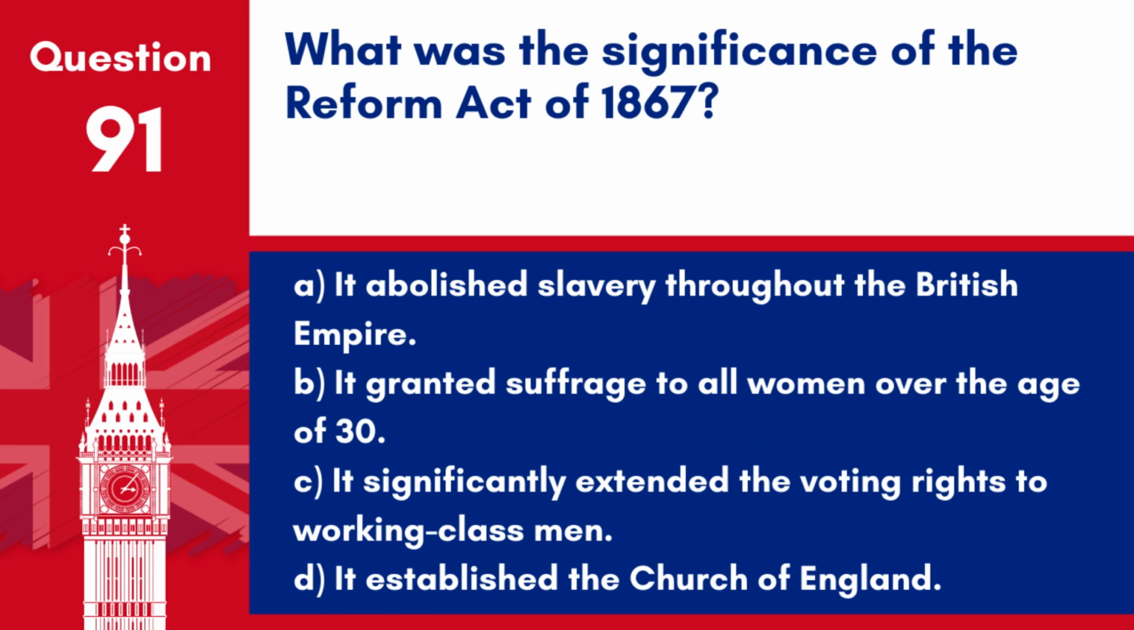Question 91. What was the significance of the Reform Act of 1867? A. It abolished slavery throughout the British Empire. B. It granted suffrage to all women over the age of 30. C. It significantly extended the voting rights to working-class men. D. It established the Church of England. Answer: C. It significantly extended the voting rights to working-class men. The Reform Act of 1867 was significant for extending the voting rights to working-class men.